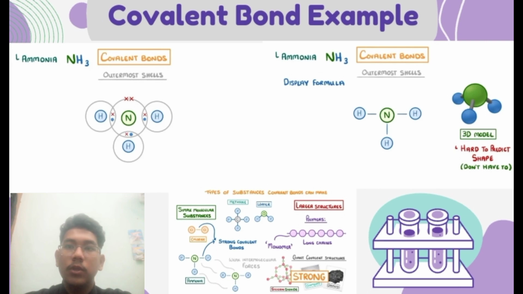Covalent bonds can also be used to make much larger structures, such as polymers and giant covalent structures. Basically, polymers are long chains made of lots of repeating units, which we call monomers, and are used to make things like plastic bags or t-shirts. Meanwhile, giant covalent structures are things like silicon dioxide, diamond, and graphite, which can involve billions or trillions of atoms arranged in a regular lattice. And because all the atoms are joined by covalent bonds, they are really strong.